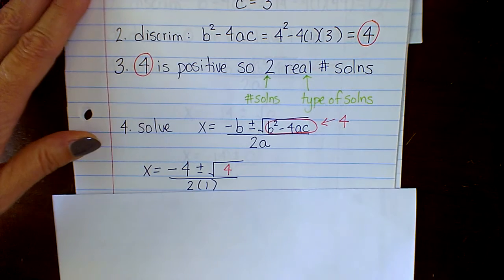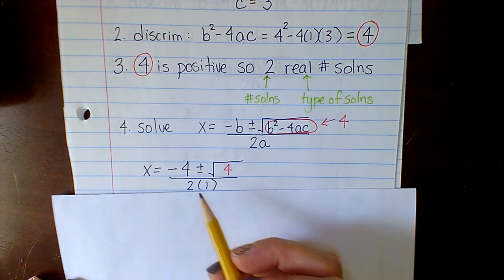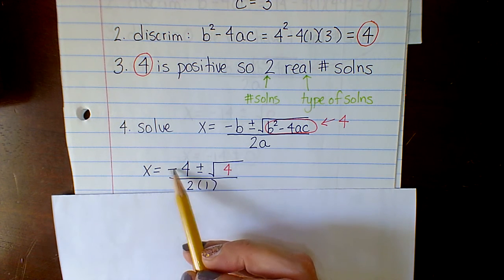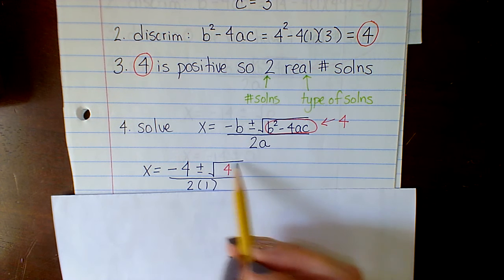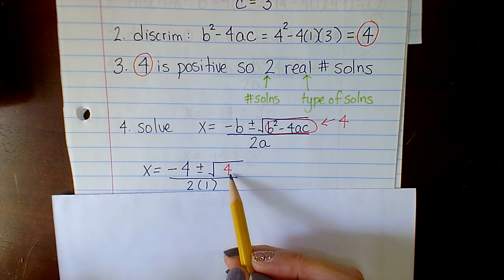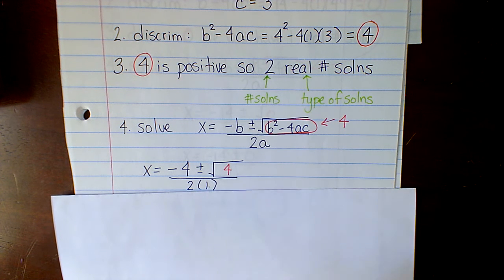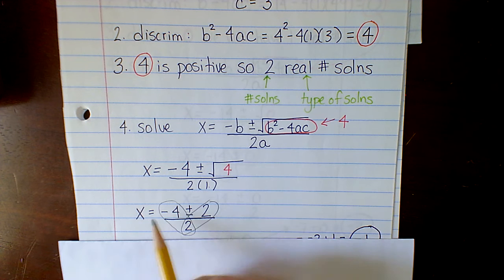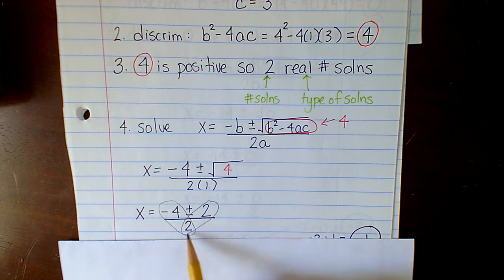All right, let's simplify this. That one's going to stay a negative. Last time it changed because there was a negative of a negative. The square root of 4, that's nice, right? That's just going to be 2. And then 2 times 1 is going to be 2. So we get that this simplifies into negative 4 plus or minus 2 over 2.